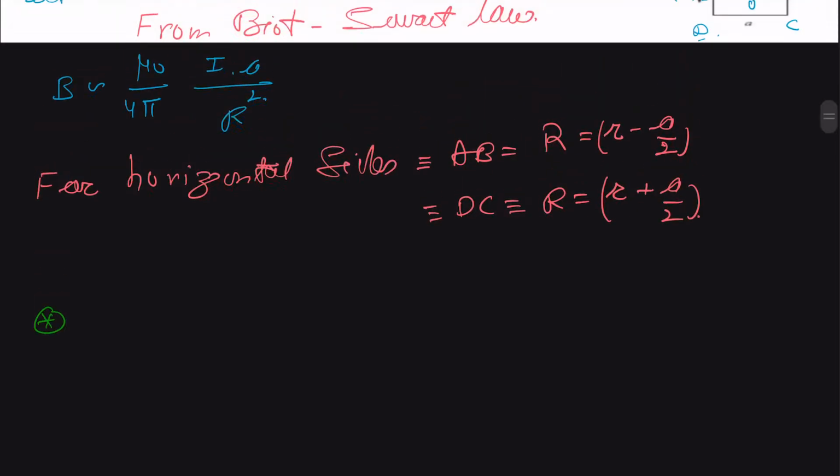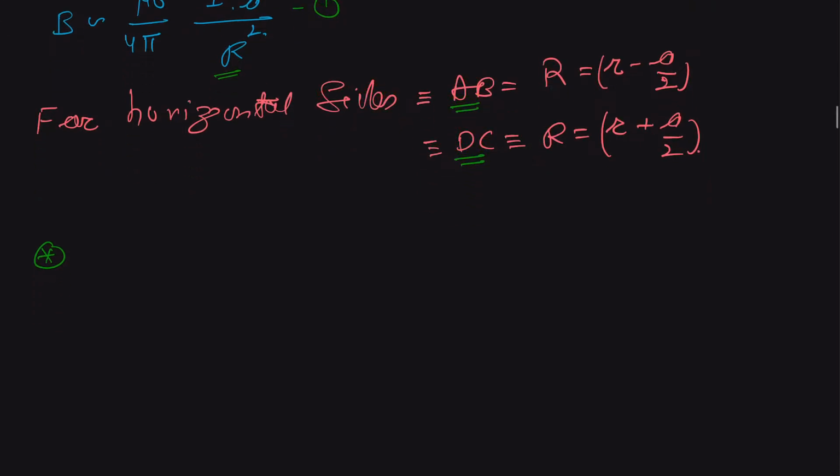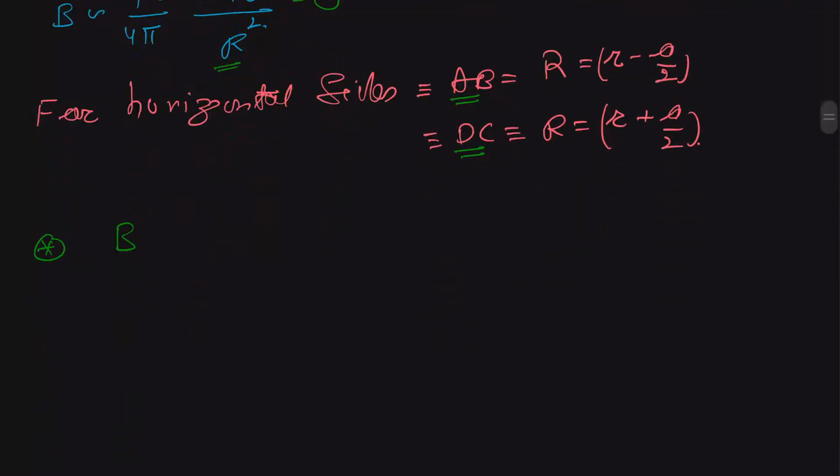Therefore, we can revise our equation number 1 as per our side AB, as per our side DC. Current is same, only the distance is going to vary. Length of our current element is also same, that is A. Only this R is different. Okay. Therefore, we can write that the magnetic field because of the wire AB can be written as plus mu naught upon 4 pi, and this comes as I times A upon R minus A by 2 whole square.